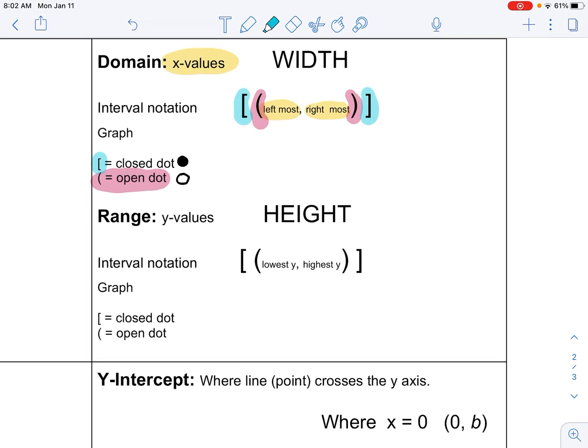And the same thing would be true for the range. But range deals with y values, or the height of your points. So the lowest value on your y-axis and the highest value on your y-axis. And it follows the same rules for a closed dot as it would for an open dot.